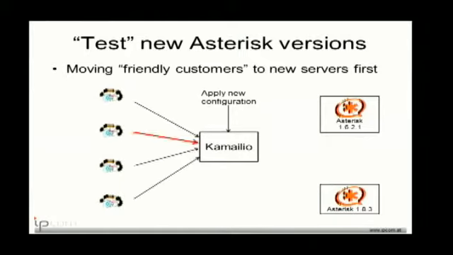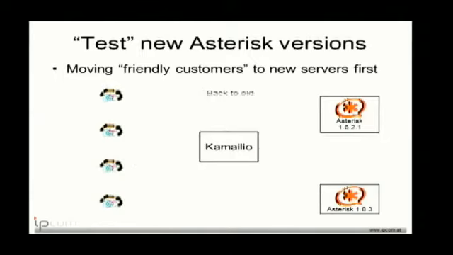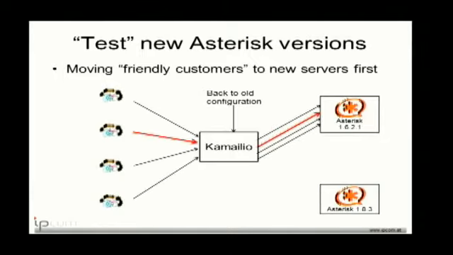So then you configure Kamailio to route just this single customer to the new Asterisk server. Yeah, and what if it doesn't work? Then you just reconfigure Kamailio back to the old configuration, and then all the traffic is routed again to the old Asterisk versions.